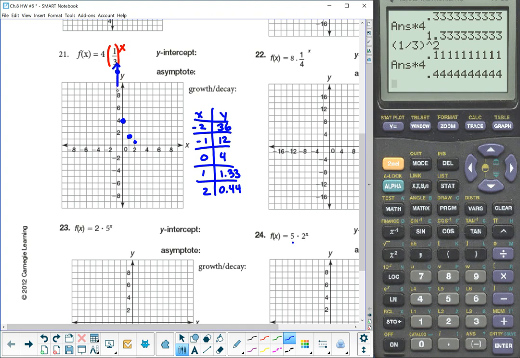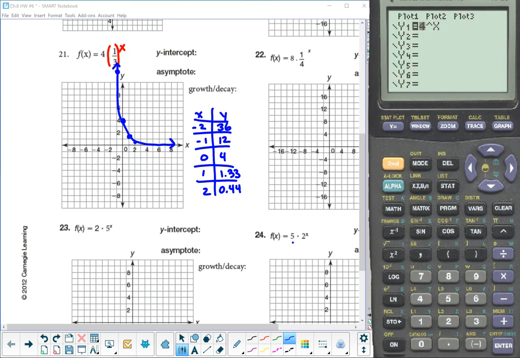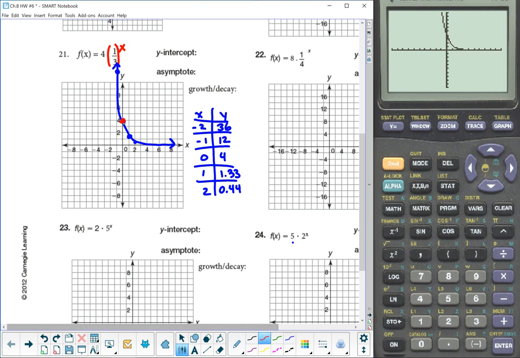And I can double check on my graph. This is going to be 4 times 1/3 to the x power, just like that. If I was to graph it, it would cross it at the 4 right here. Okay, so it looks good. Y-intercept is going to be right here at 4. So 0, 4. Asymptote is still going to be y equals 0, and this is a decay because it's coming down.